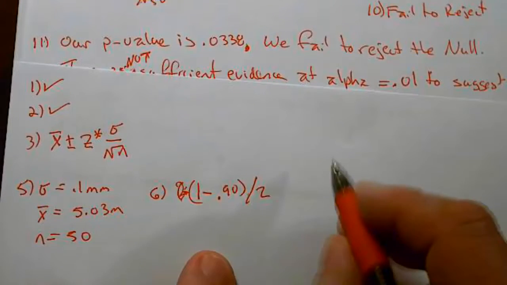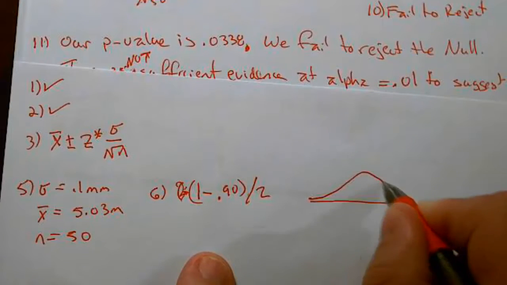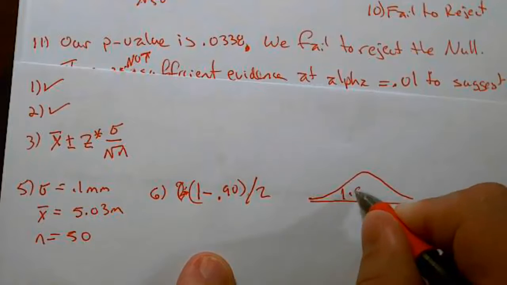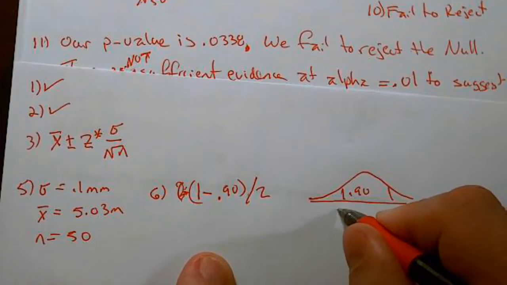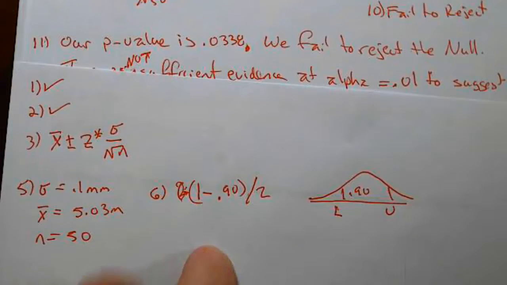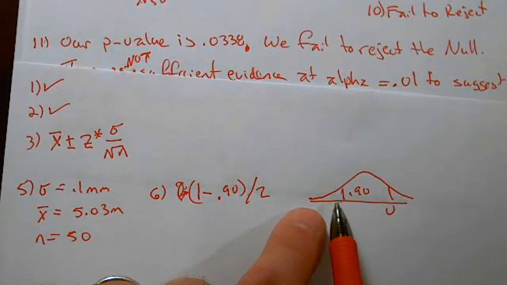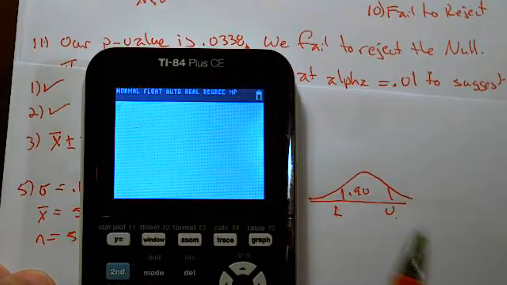And what this really looks like, even though it didn't ask you to do it, looks like this. We have a 0.90. And we're going to be looking for a lower bound and an upper bound. And so we're going to do 1 minus 0.90, and we're going to get this one, and we're going to get this one. Now we're just going to make these positive because it just makes it easier.